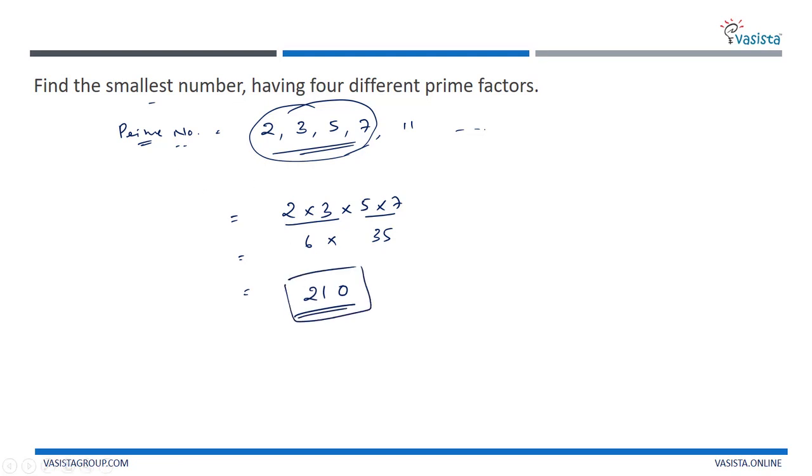Find the smallest number having 4 different prime factors. So the number 210 has 4 different prime factors. This is nothing but 2, 3, 5, 7. So therefore the answer is 210.